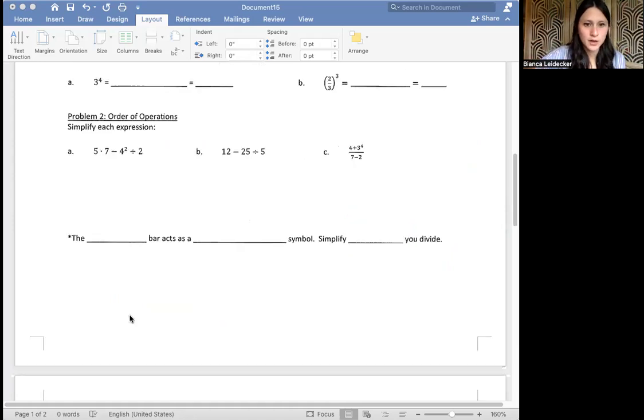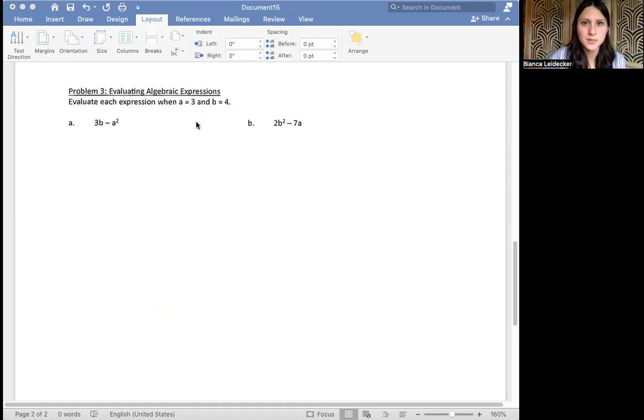I don't think there's very much left for us except for these two problems, evaluating algebraic expressions. So what happens when we do know what the variables represent? We've got to plug them into our expression and then solve it. And so we're going to be able to actually solve the problem and get one final answer. Okay, so b is 4, which means we're going to replace b with 4 minus a to the second power. A is 3, a to the second power. Remember, powers always come first.